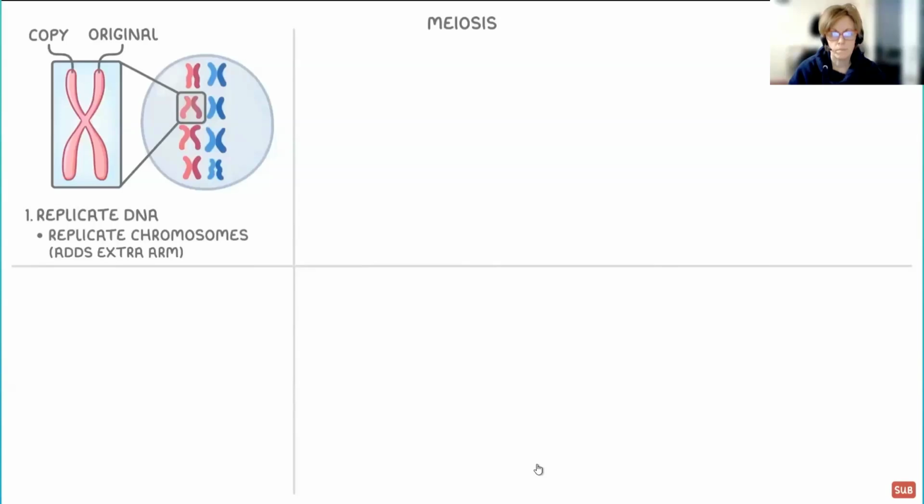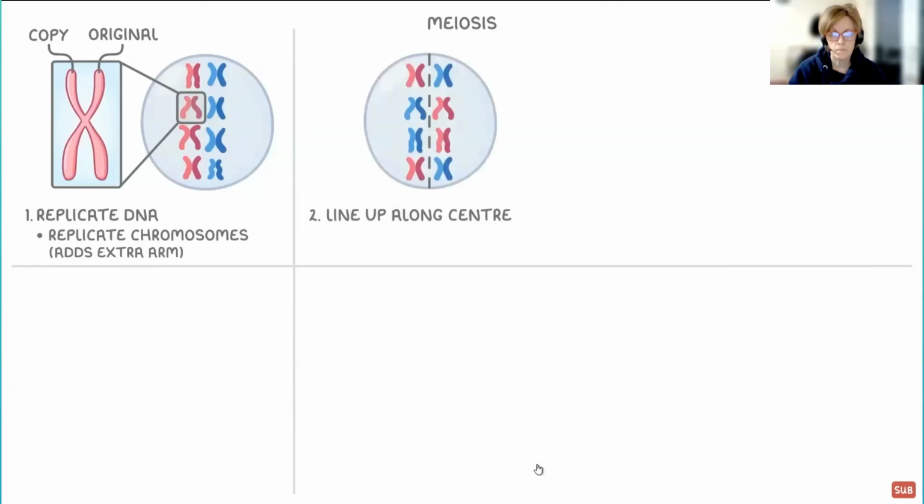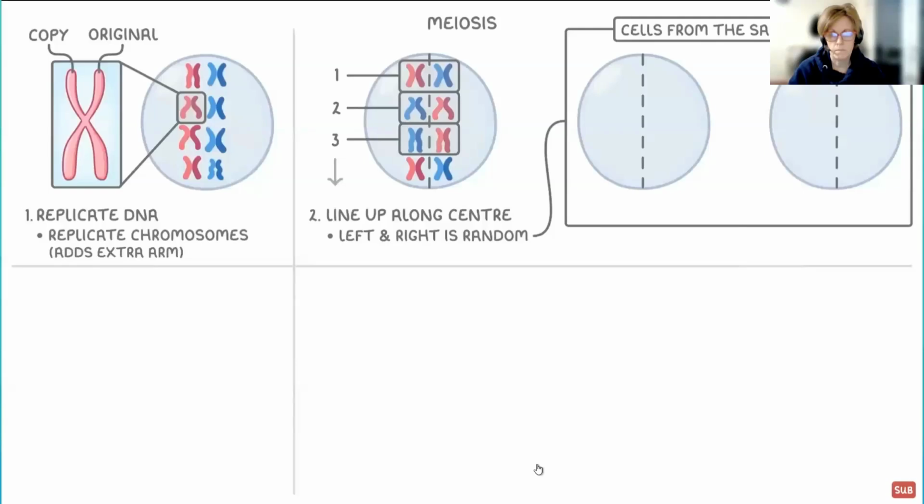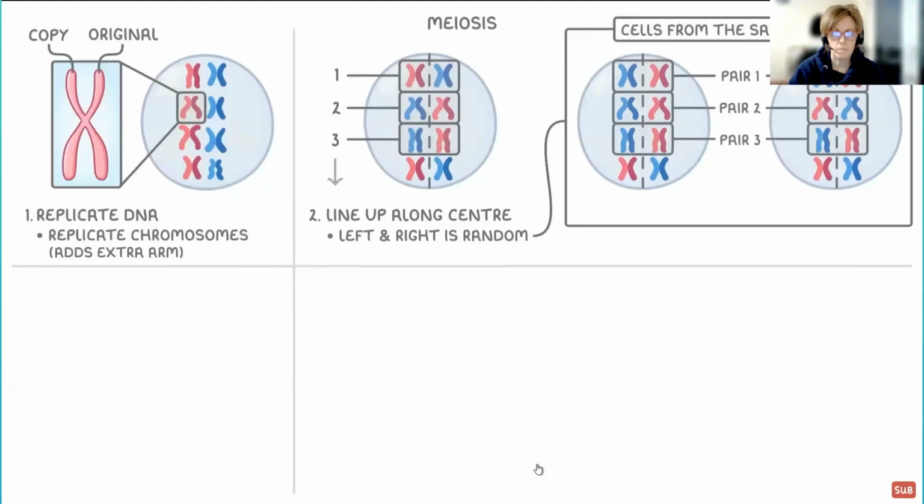Next, these 2-armed chromosomes all line up along the center of the cell in their pairs. So here we have chromosome 1 from mother and father, then chromosome 2 from each parent, then 3, and so on. Importantly though, which one is on the left and which one is on the right is completely random. So if we looked at 2 more cells undergoing meiosis from the same person, the chromosomes in the first one might look like this, and the other one like this. It will always be pair 1, pair 2, pair 3, and so on, but the left to right order will be random, and so it will be different each time.